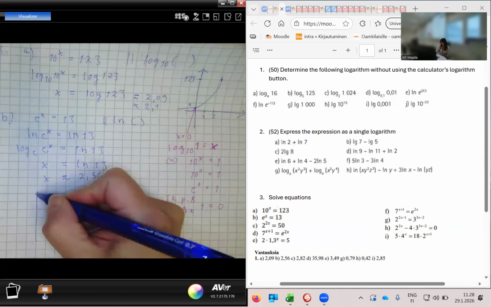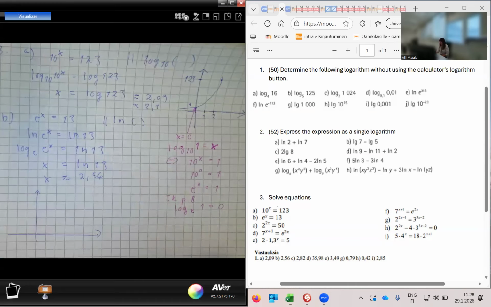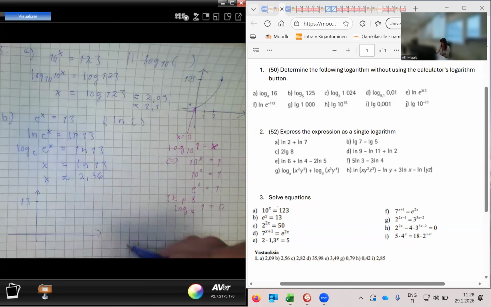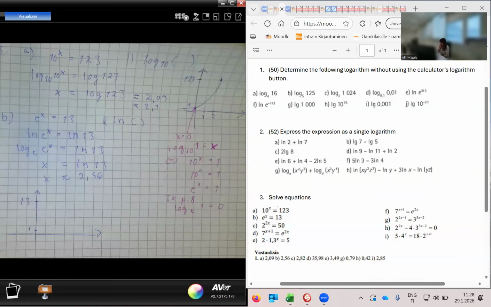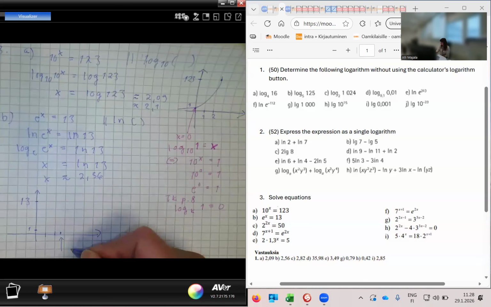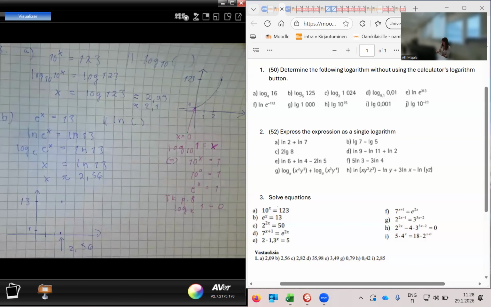And I again can sketch, or even if I didn't want to, I can still do it. And then I would have the 13 somewhere here. This is not really in scale again. Here somewhere I would have the 1. And then I know that at about 2.5, a bit more, 2.56, I would be at the 13. And again, the same looking curve here.